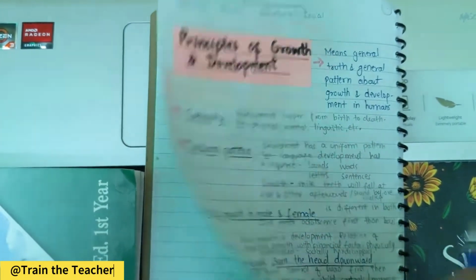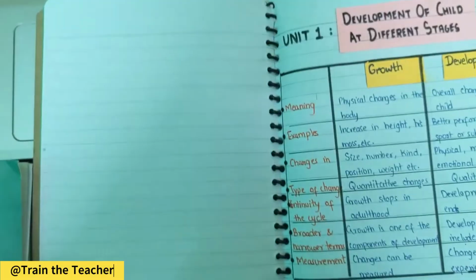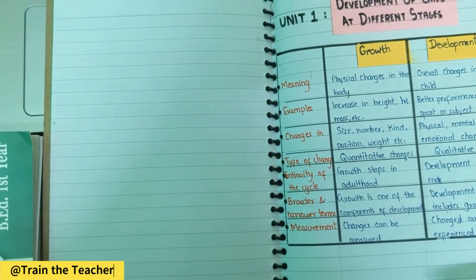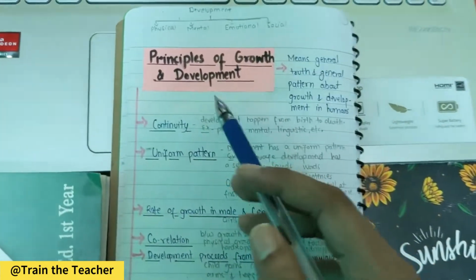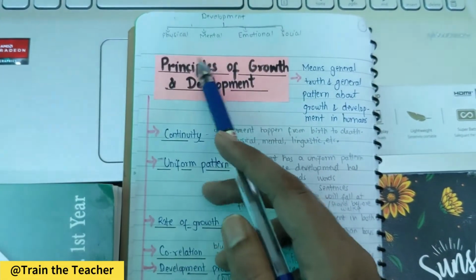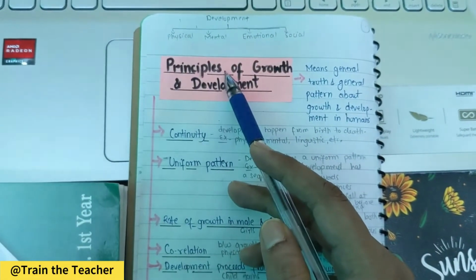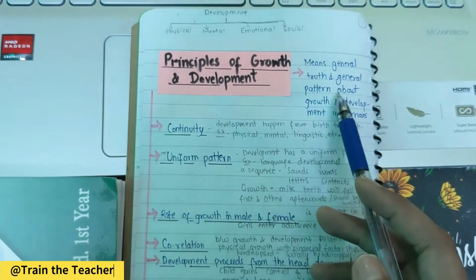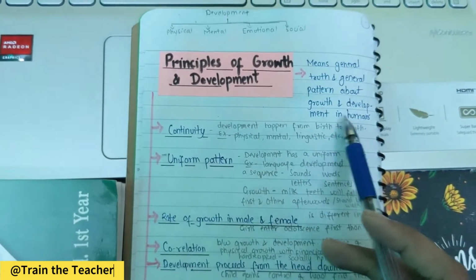In the last video, we had talked about the difference between development and growth, what they mean, and certain other things about them. In today's video, we'll quickly be talking about the principles of growth and development. Principle is a really big word. In simple words, it means general truth and general pattern about growth and development in humans.